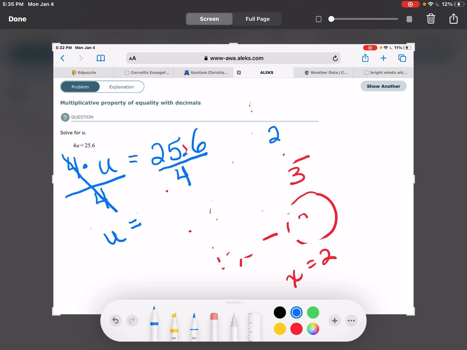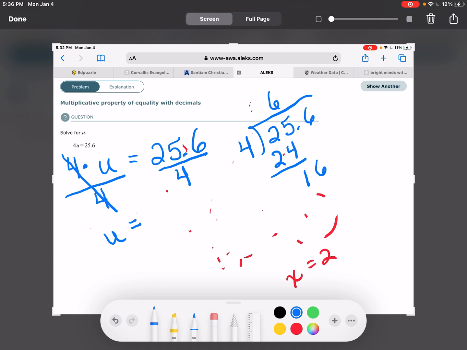So I could, if I don't have a calculator, do a little bit of dividing here. I'm running out of room because I didn't erase all of that. And 4 goes into 25 6 times, because 4 times 6 is 24. I'm going to subtract, bring down the 6, keep that decimal. 4 goes into 16 4 times, and my answer is going to be 6.4.